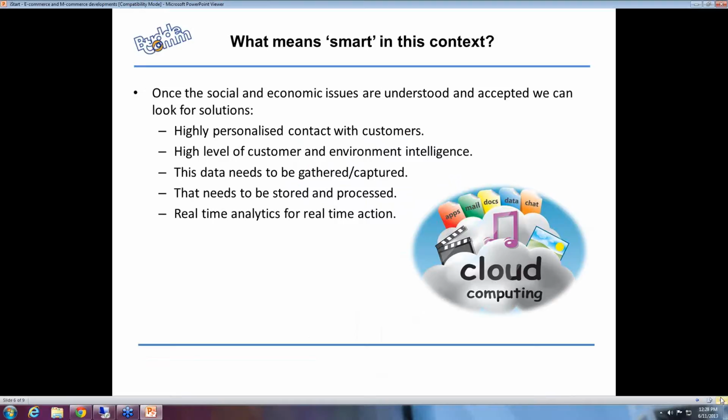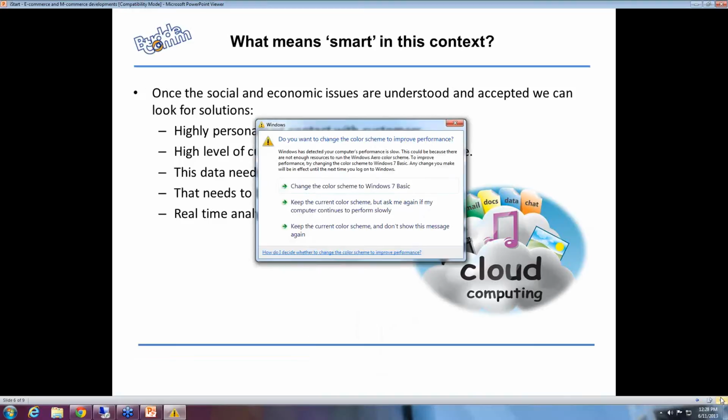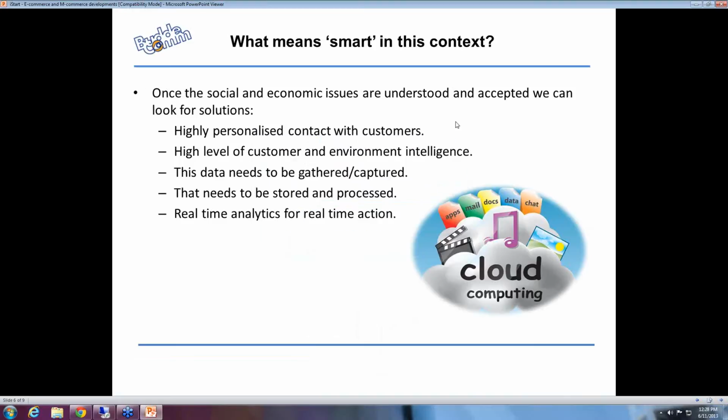Personalized contact means email first, messages second, social media third, voice fourth. That is currently the way that customers are interacting with us. Totally different from 5 or 10 years ago, where the telephone was more important than anything else. So you have to create that high level of customer and environment intelligence.